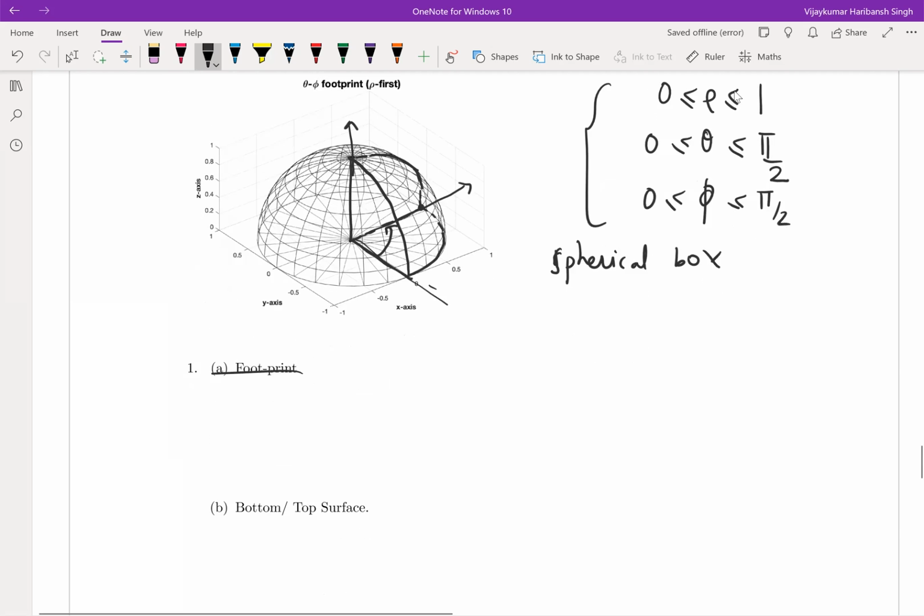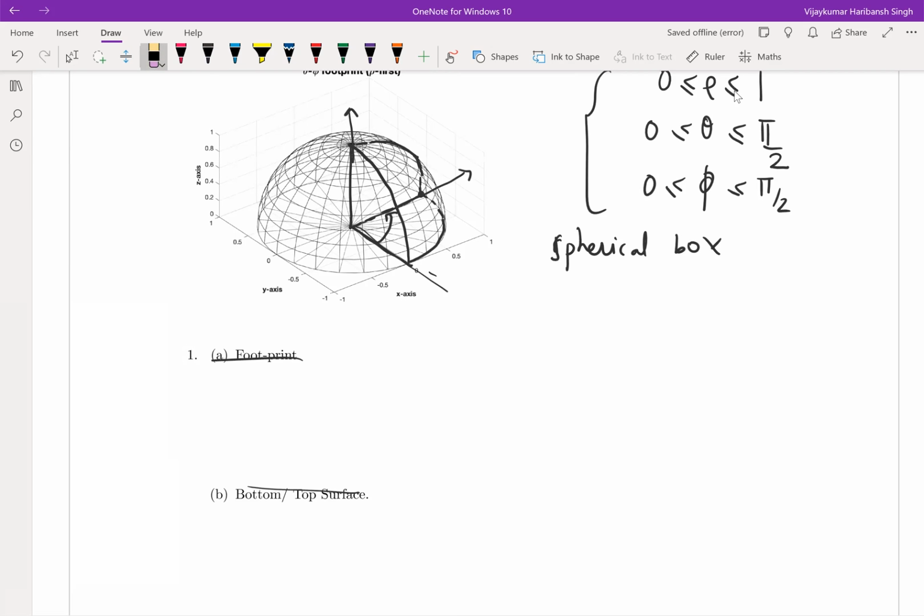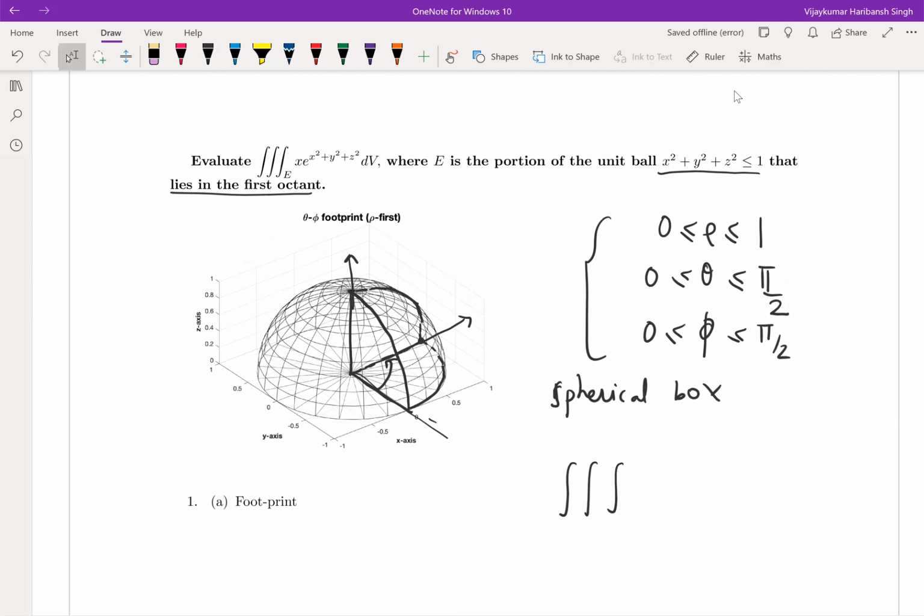And we don't need these things then, right? You can still talk about the footprint and so on, but for a box we can directly write it down, and we don't really need to worry about the footprint. So this is going to be the integral from 0 to 1 for rho, rho squared sine phi d rho. We can choose any order we want. For theta, it is 0 to pi by 2, d theta. And for phi, we have 0 to pi by 2 as well.